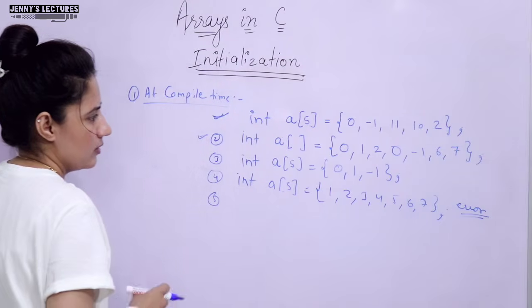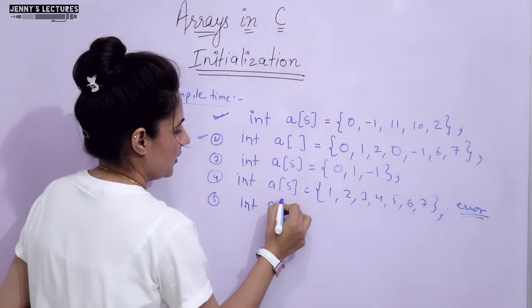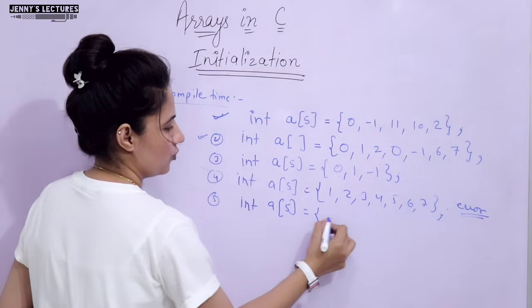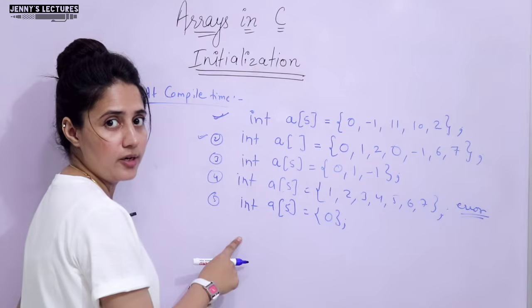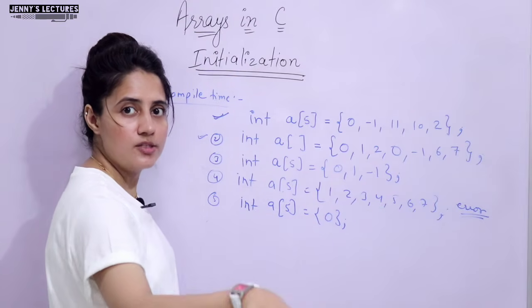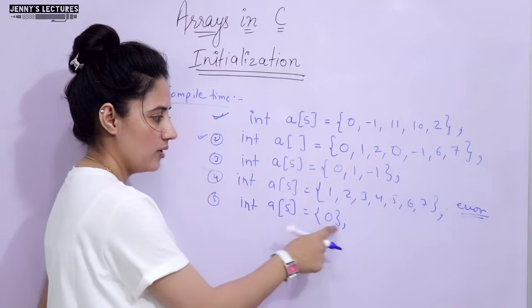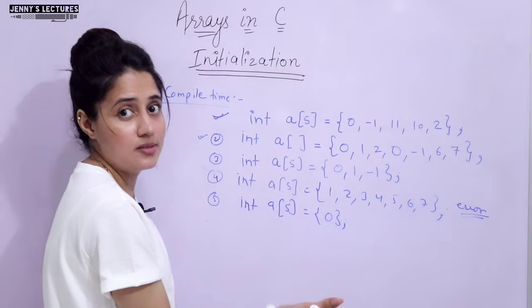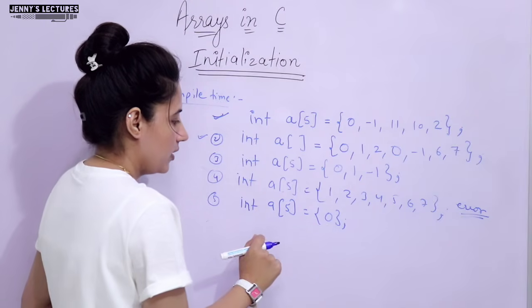Next, what you can write: if I write something like int a[5] equal to, and I write 0 only, that is also correct. All the memory locations would be filled with 0. I am providing only one 0, and the remaining would obviously be automatically 0.